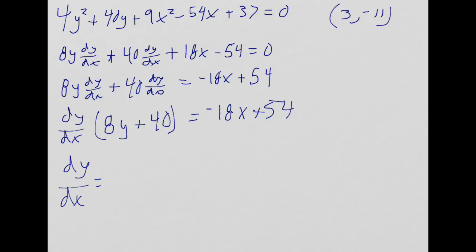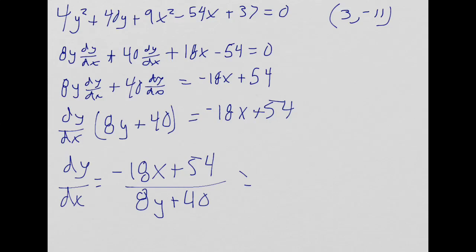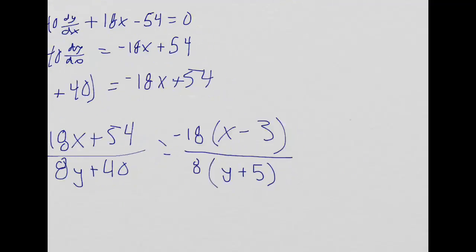dy/dx equals negative 18x plus 54 over 8y plus 40, which, if we factor the numerator and the denominator, we can simplify. Pull out a negative 18, and you're left with x minus something. 54 divided by 9 is 6, and 6 divided by 2 is 3, so we're going to get x minus 3. Check it: 3 times 8 is 24, and 3 times 10 is 30, so we get our 54. Over, factor out that 8, we're going to get y plus 5.